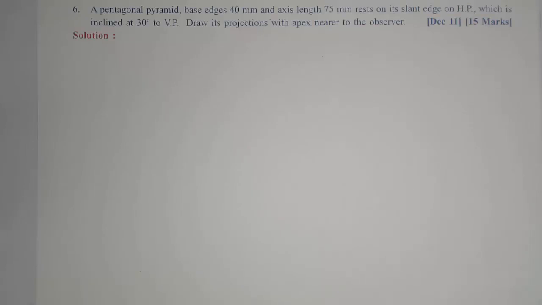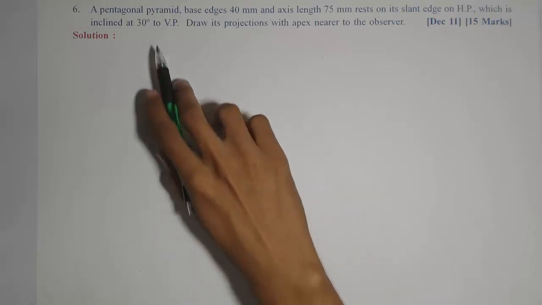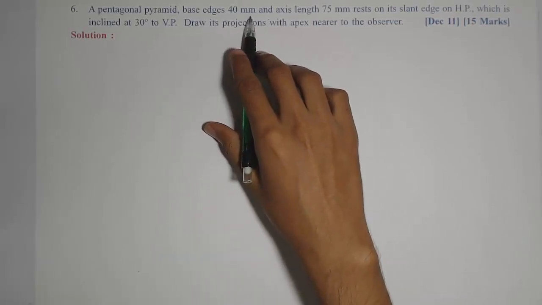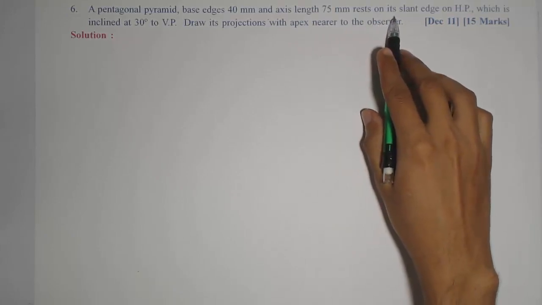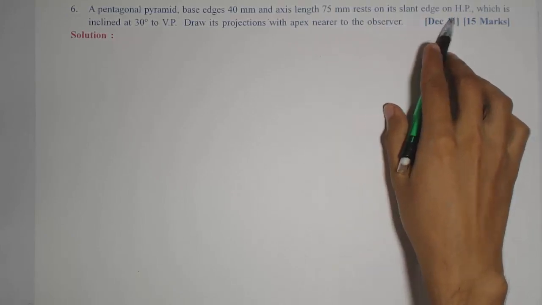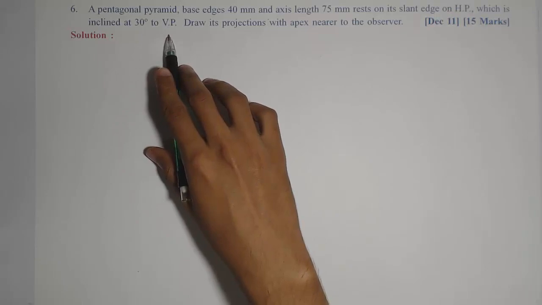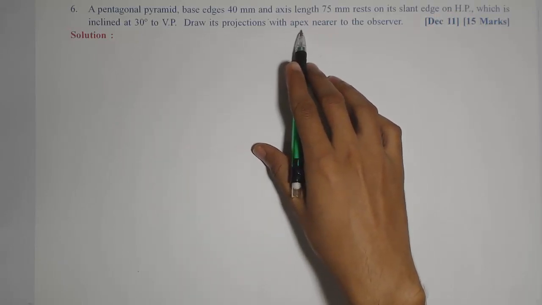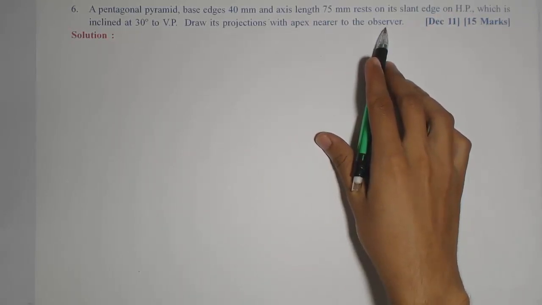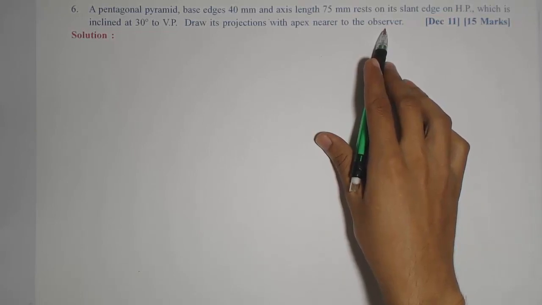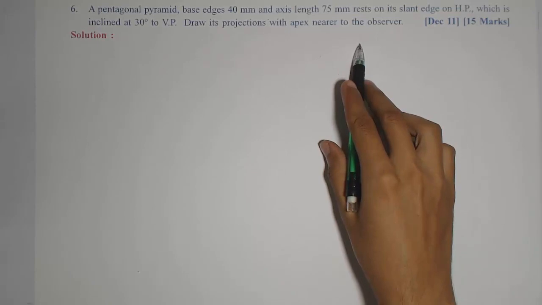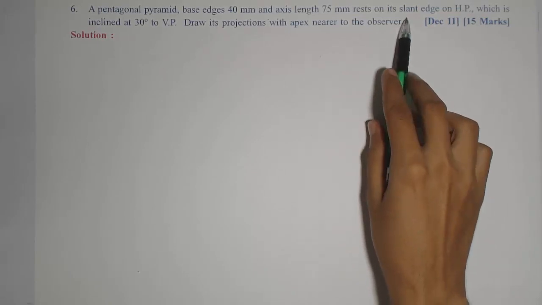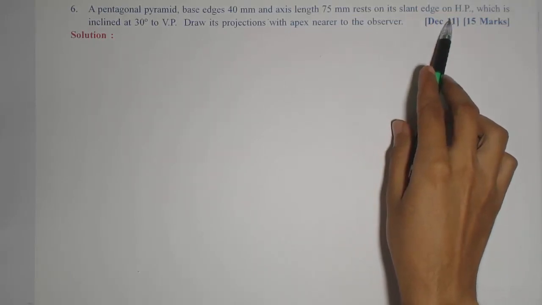Now starting with sixth problem on pyramid. A pentagonal pyramid, base edge is 40 mm and axis length 75 mm, rests on its slant edge on HP, which is inclined at 30 degree to the VP. Draw its projection with apex nearer to the observer. Now here in previous problems one of the base edge was given in the HP, but here we need to keep one slant edge on the HP.